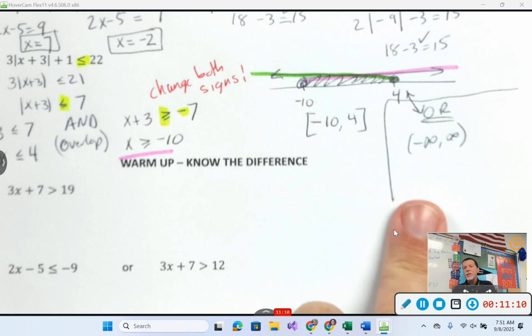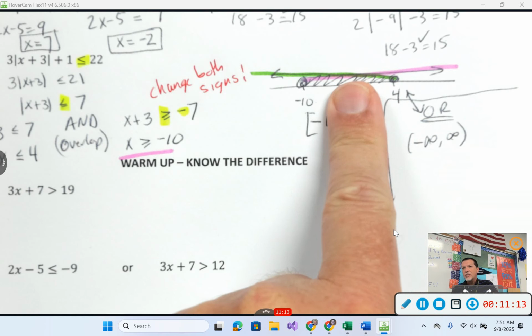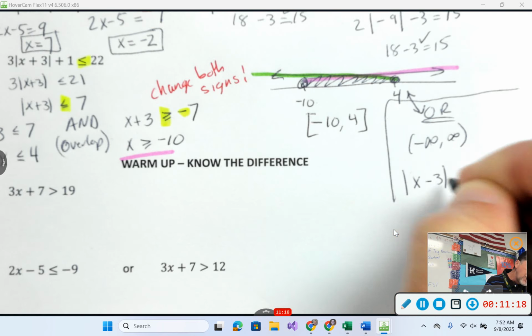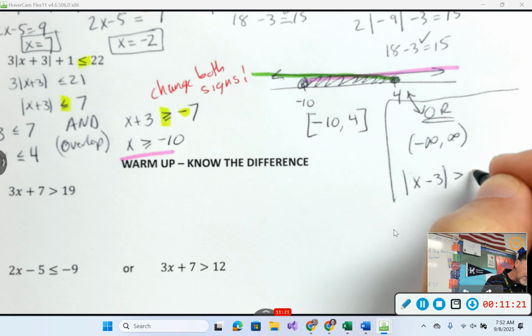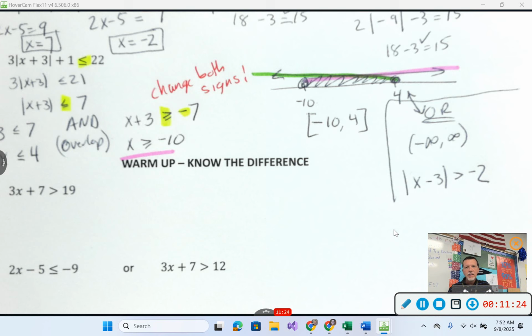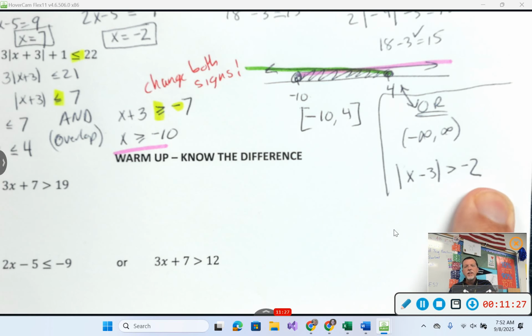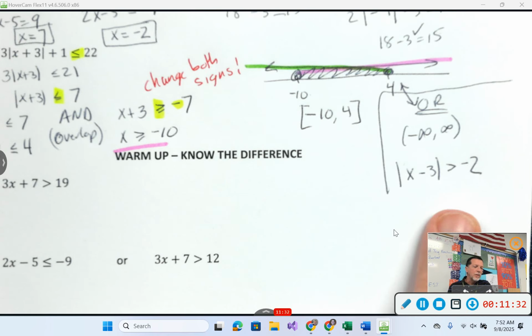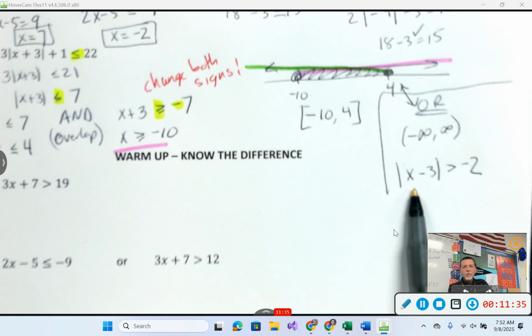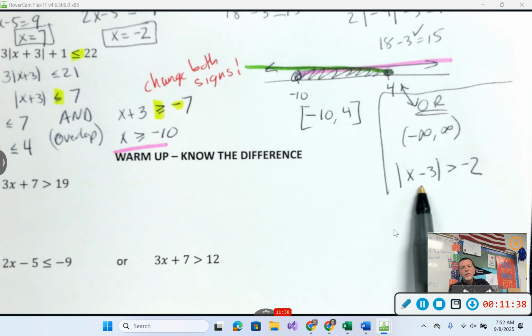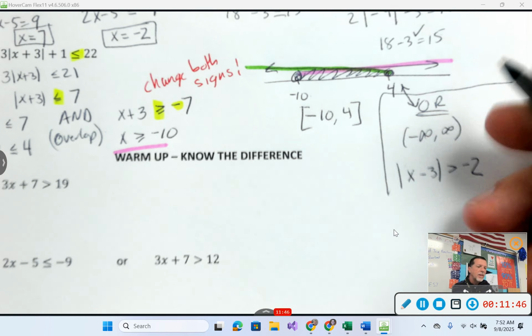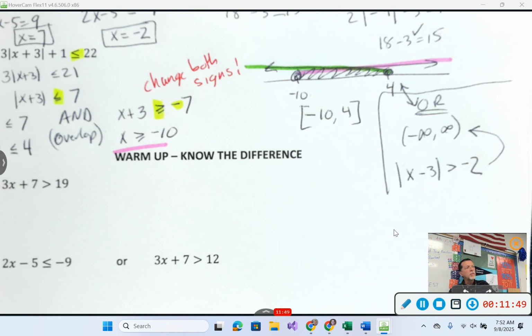The crazy ones you sometimes get before you get to the picture, meaning if I had absolute value of x minus 3 is greater than negative 2. So it's the negatives that sometimes lead to the weird stuff. Is this going to be an everything or a nothing problem? Well, what's the absolute value? What type of number does absolute value give me? Positive. When is a positive number greater than negative 2? Always. So this would be an everything problem.